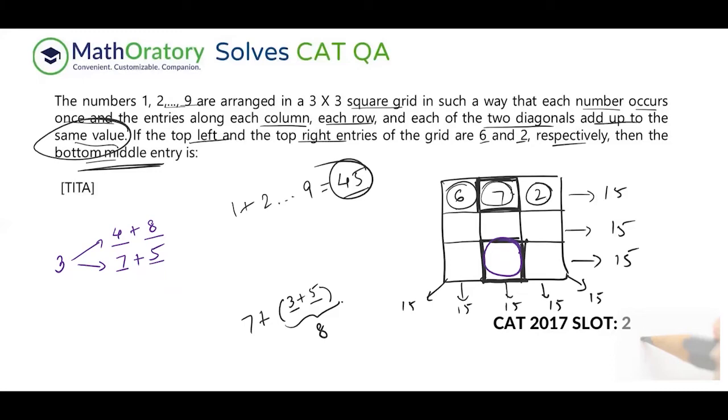So I hope you can see that 3 can be used to make 15 in two different ways. So definitely 3 can come in this square. I mean, it can definitely enter this square. But what about the middle square?